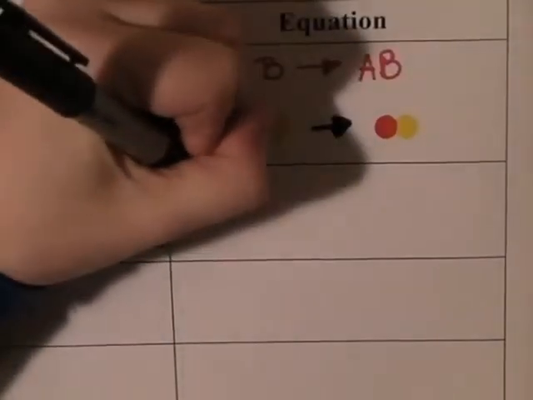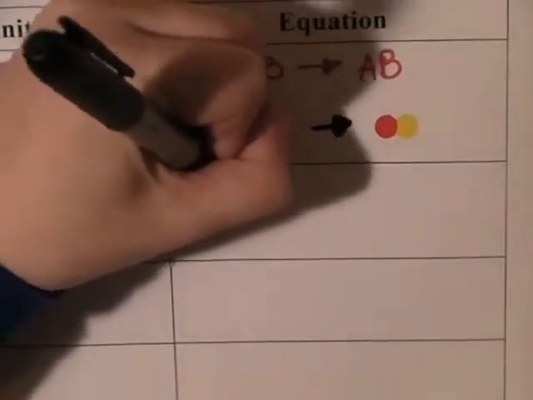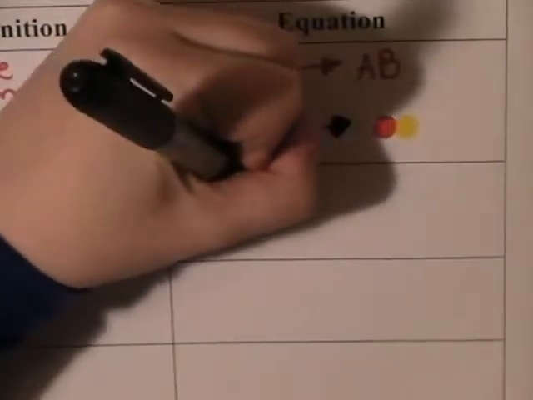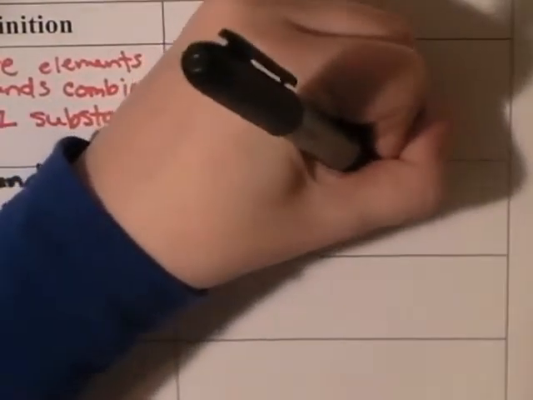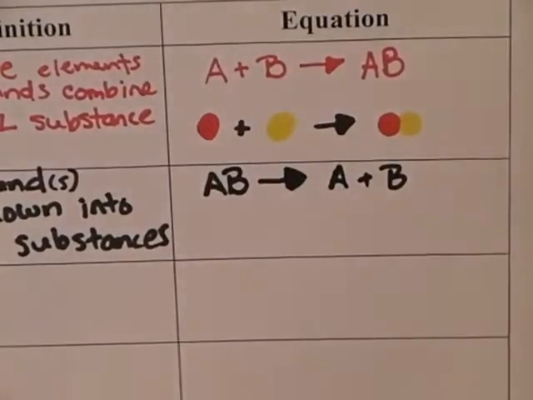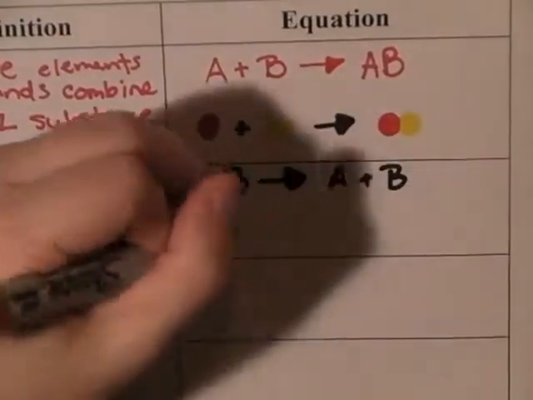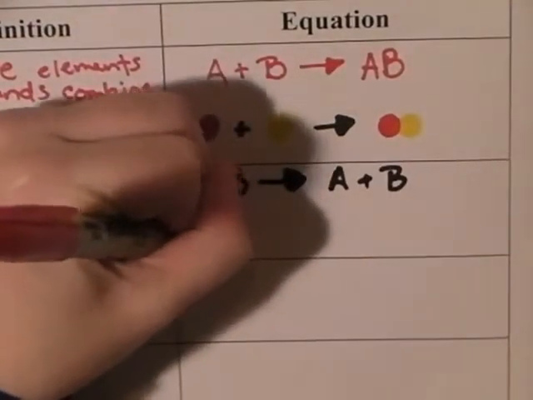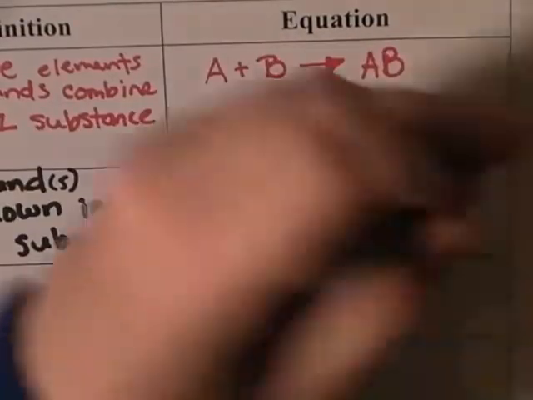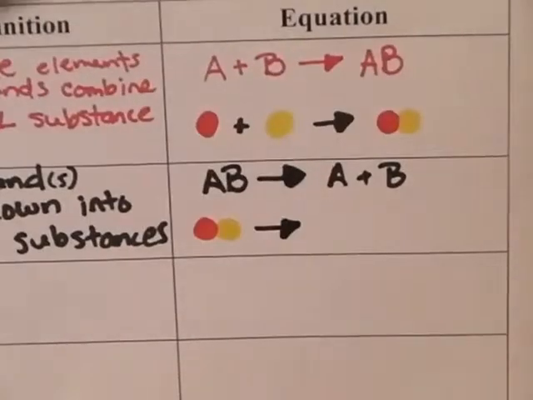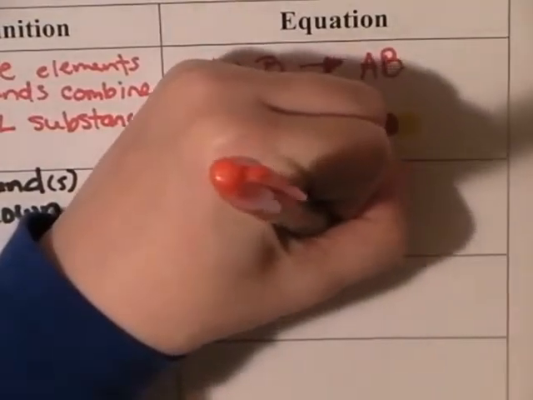Alright, let's continue. So, this is going to be the exact opposite of what we just put for synthesis. We're going to have a bigger substance, and it's going to break down into the pieces that formed it. So AB breaks down into A plus B. And obviously you can probably guess what the visual picture is going to look like. So on this side, we're actually going to have the two joined together, right? Because we're going to start off with a bigger substance. And then that is going to break down into the two smaller substances.